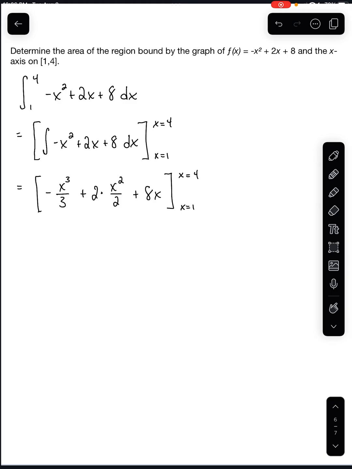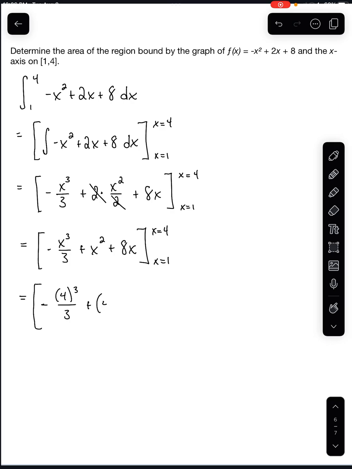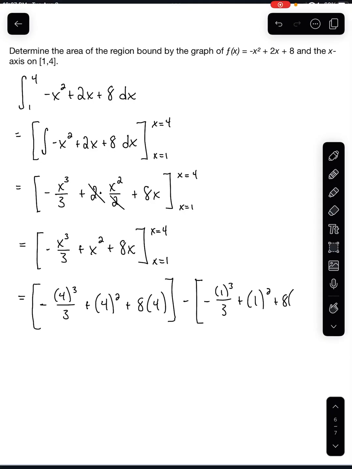We can clean that up just a little bit. We'll make this, again, negative x cubed over 3. We can let the 2's here cancel out so that we just have plus x squared. And then plus 8x. And now we evaluate it at 4. So we have negative 4 cubed over 3 plus 4 squared plus 8 times 4 minus the antiderivative evaluated at x equals 1. Negative 1 cubed over 3 plus 1 squared plus 8 times 1.